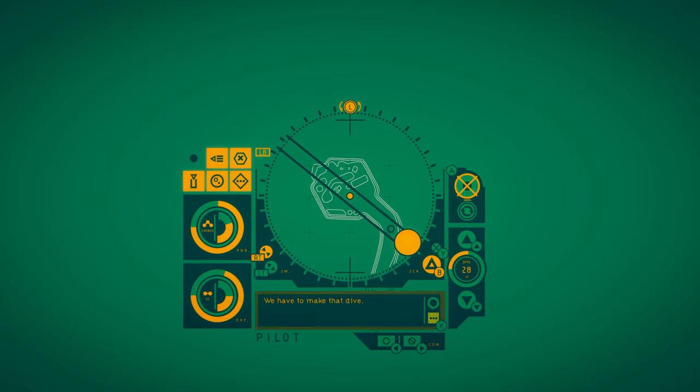We have to make that dive. If I can fix up this suit, we can take it over the drop-off. Perhaps Minae managed it. We need to follow. I can do this. We can do this. Let's get back outside and call in the drone.